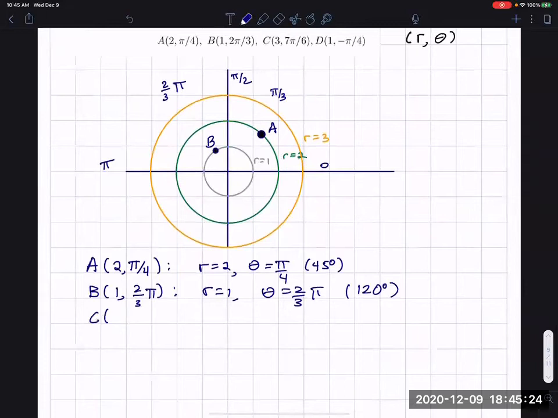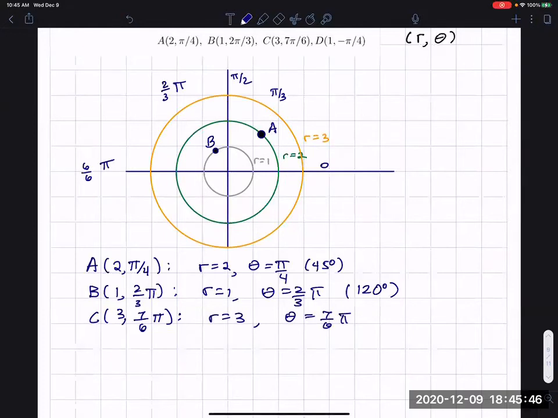For C, I have 3, 7/6 pi. So this is saying that r is equal to 3, so it'll be on that orange circle, and theta is equal to 7/6 pi. Now, how do we fit in 7/6 pi? Well, pi is 6/6 pi, so I just add another pi over 6 to get to 7/6. It's going to be on the orange circle, and I would like to get this looking about right.